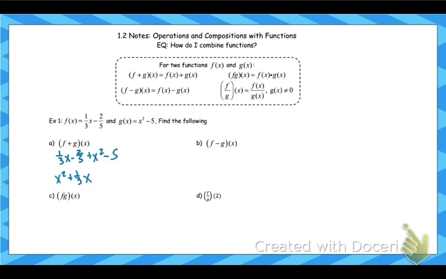So in order to add those together, I need a common denominator. That common denominator is 5. Now I can subtract those two things and get a negative 27 over 5.